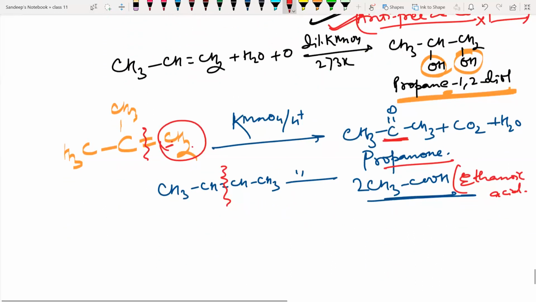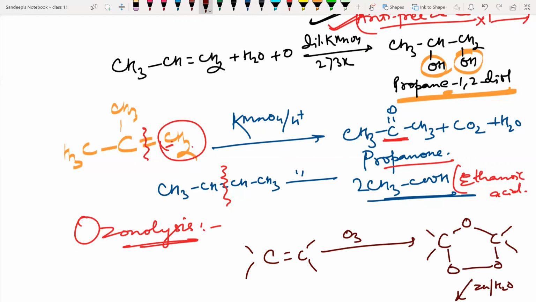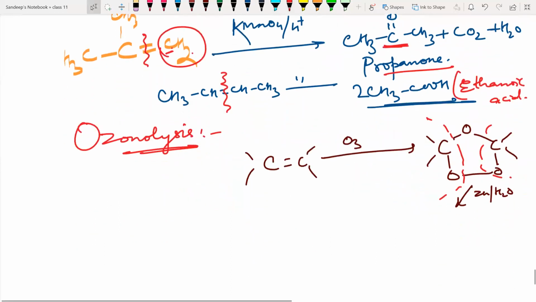Second last reaction is very, very important. This is called ozonolysis, one of the most important reactions. It is able to predict the position of the double bond. So, the trick I am giving you: ozonolysis. First it is treated with ozone, it forms ozonide. This ozonide is cleaved in presence of zinc and water. So it breaks like this. So aldehydes, ketones or both can be formed depending upon the nature of the alkene.